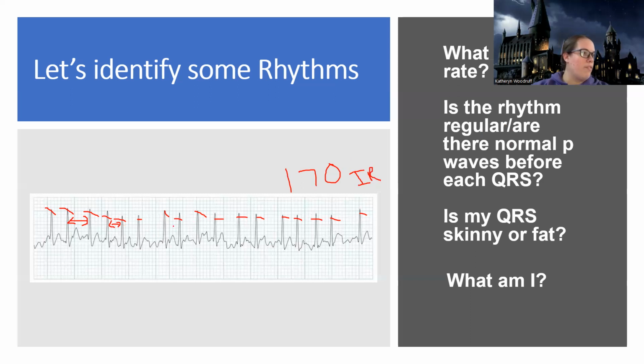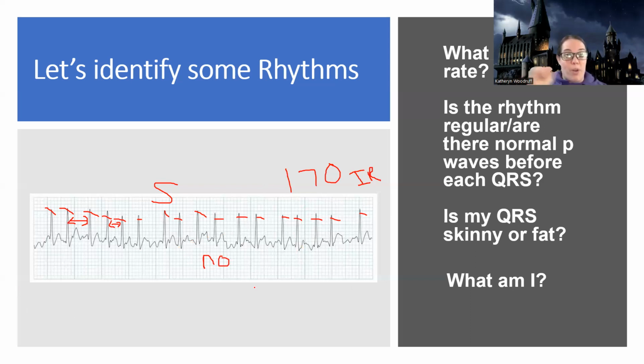Is my QRS skinny or fat? It looks like I've got a skinny QRS. And are there normal P waves? I forgot about that. I do not see normal P waves. I see kind of squiggly P waves. The answer is no to that. So I have all my information now. I have a fast rhythm. That's a fast irregular rhythm that's skinny.